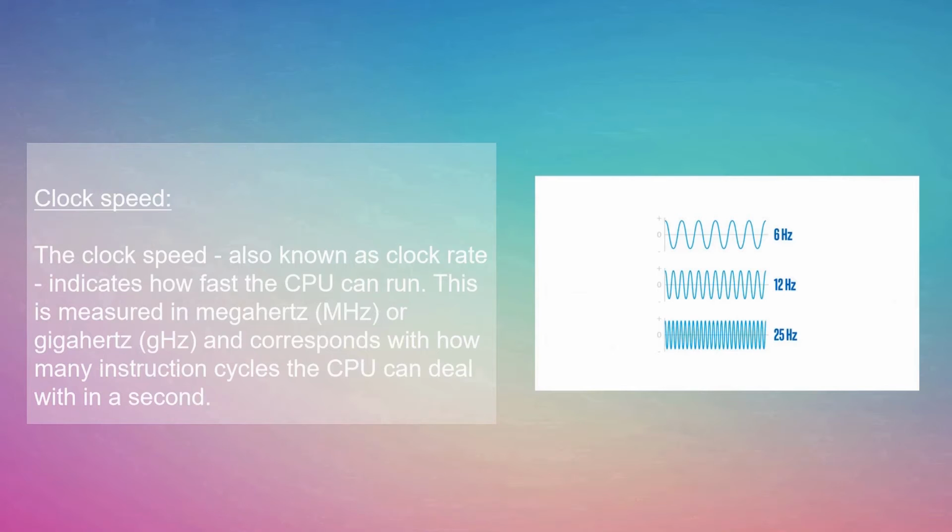Clock speed. The clock speed, also known as clock rate, indicates how fast the CPU can run. This is measured in megahertz or gigahertz and corresponds with how many instruction cycles the CPU can deal with in a second.